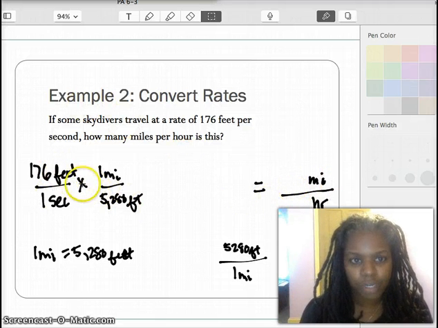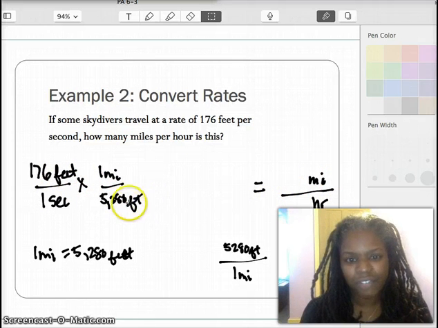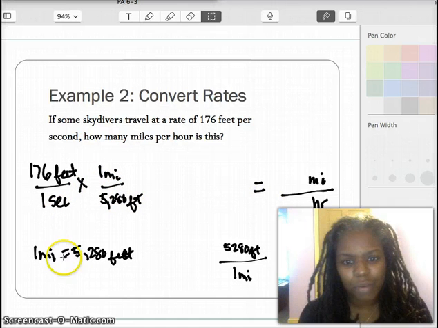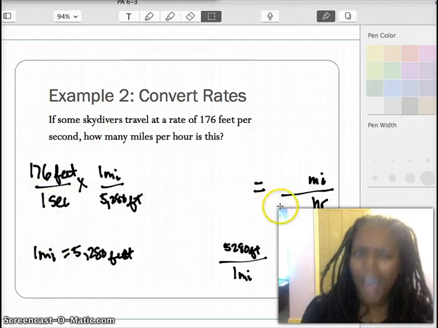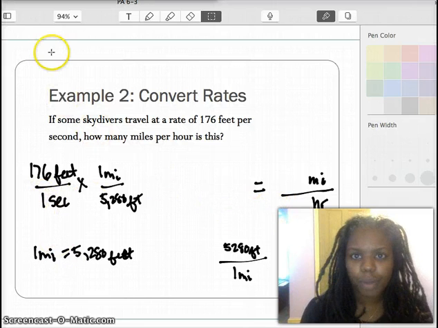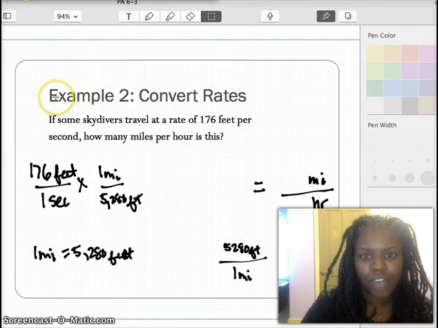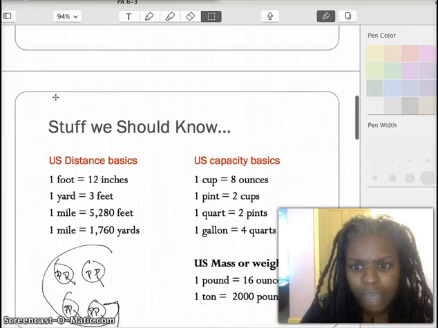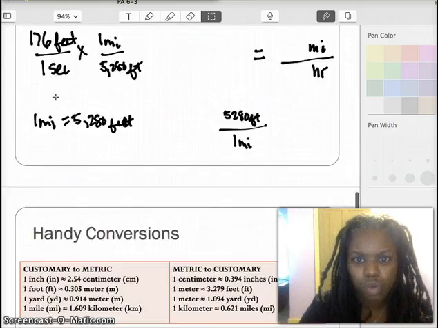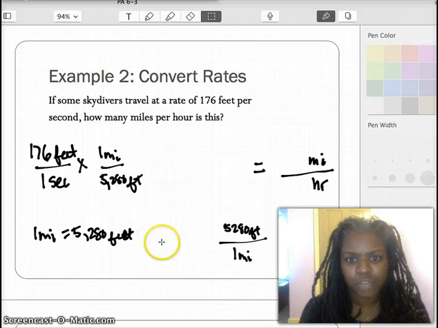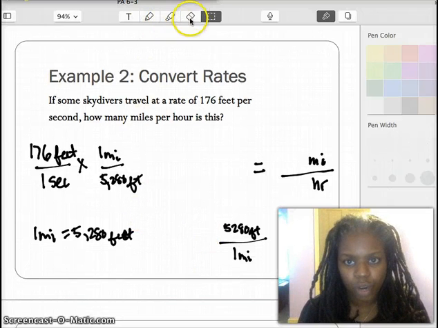The other issue that I'm going to have to take care of is the feet issue. I'm sorry, I lied to you. It's the seconds issue. I want to change my seconds to hours. So I'm going to have to consider some other relationships. Let's scroll back and see if we've got any information. I don't think I actually put any time information down here because I think you guys know that already. Let's see if we can come up with our time information on our own.